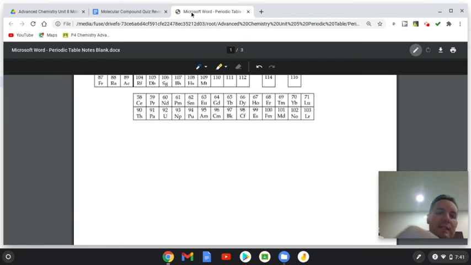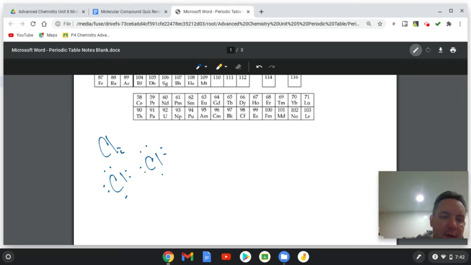So I would have a piece of scratch paper handy. And if we're doing Cl2, we would start with 2 chlorines. So we'd put chlorine and chlorine. Each has 7 valence electrons, so each chlorine needs 1 electron. This is my central atom. You just got to pick one. So we're going to have the sharing of a single bond between these.